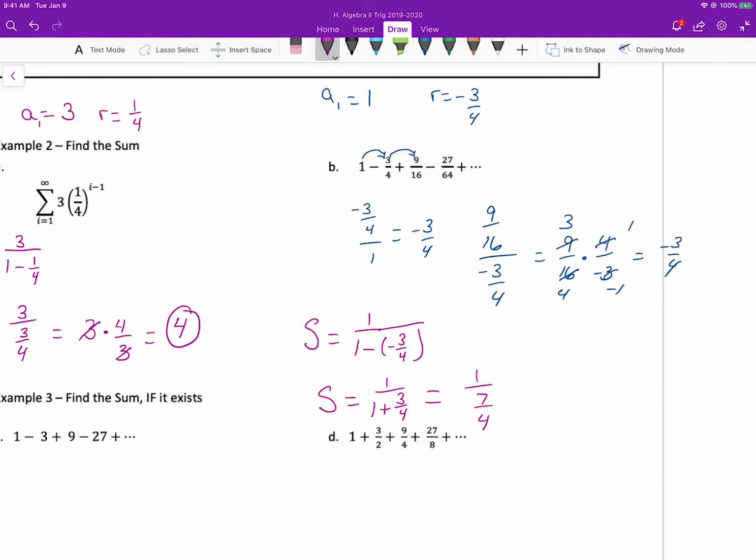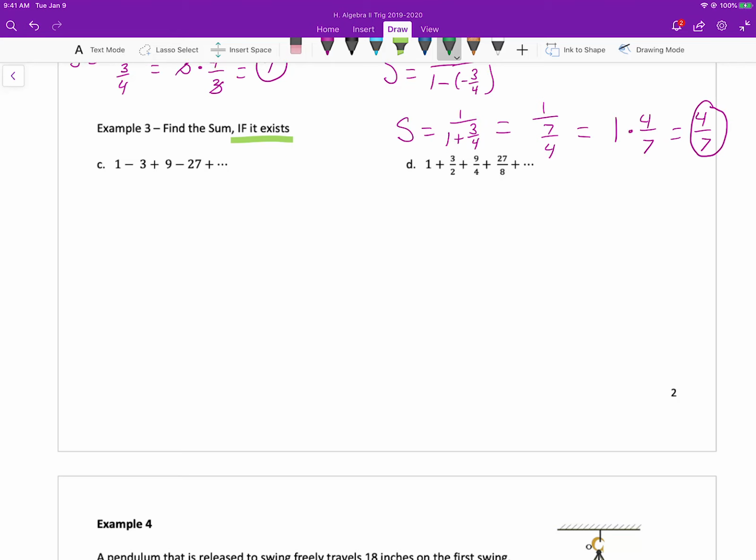Now we are going to find the sum, if a sum exists. So to do that, we need to know the first term and the common ratio. And a sum will exist if the absolute value of the common ratio is less than 1. So really, we need to determine the common ratio and see if it's less than 1. I can do that by figuring out what I need to multiply every time, or the opposite of multiplication, which is division. So if I take my second term and divide it by the first term, -3 divided by 1, that will determine the common ratio.